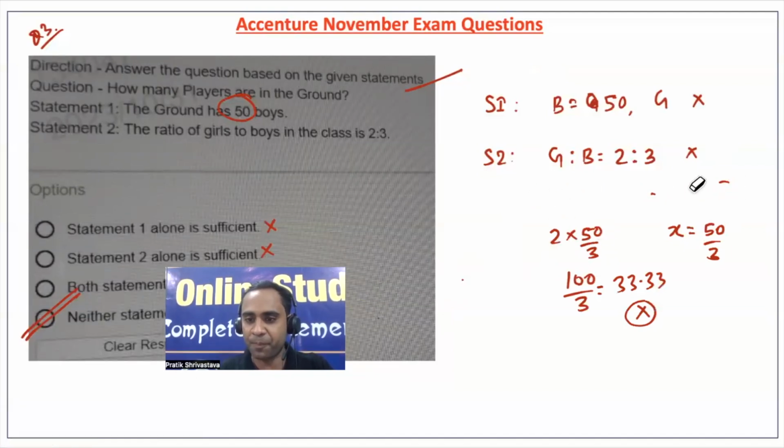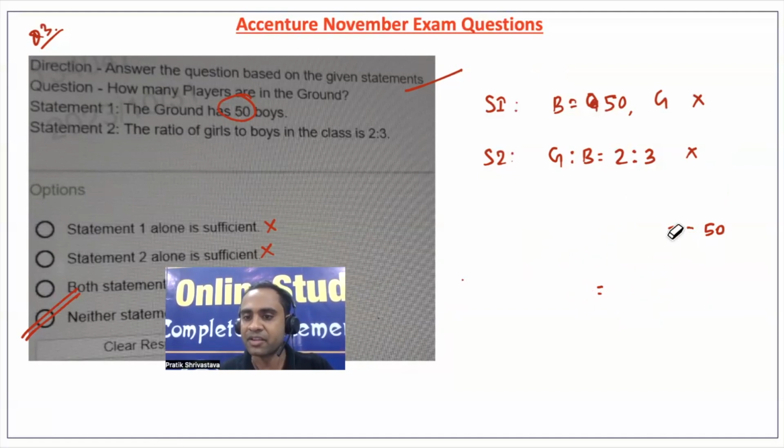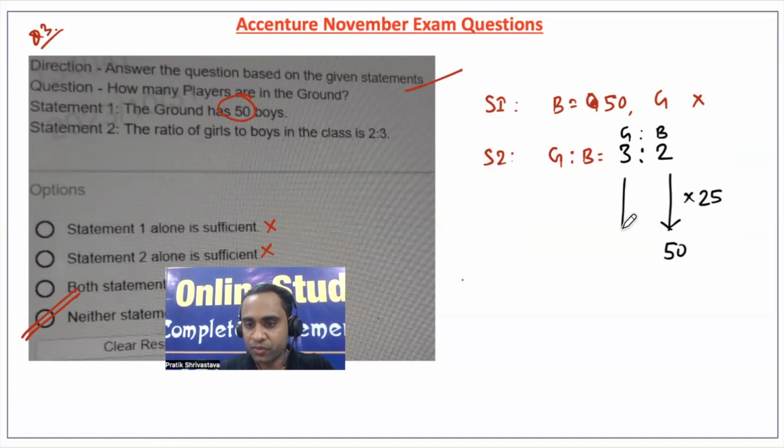Suppose the ratio they had given was 3:2, then we would have easily solved this question, right? Instead of 2:3, if they had given 3:2, so girls to boys ratio is 3:2. Now boys we know, so boys is 50. That means 25 times. So here girls will become 25 times 3, which is 75. Then we could have easily told, sir, the total number of players will be 125.